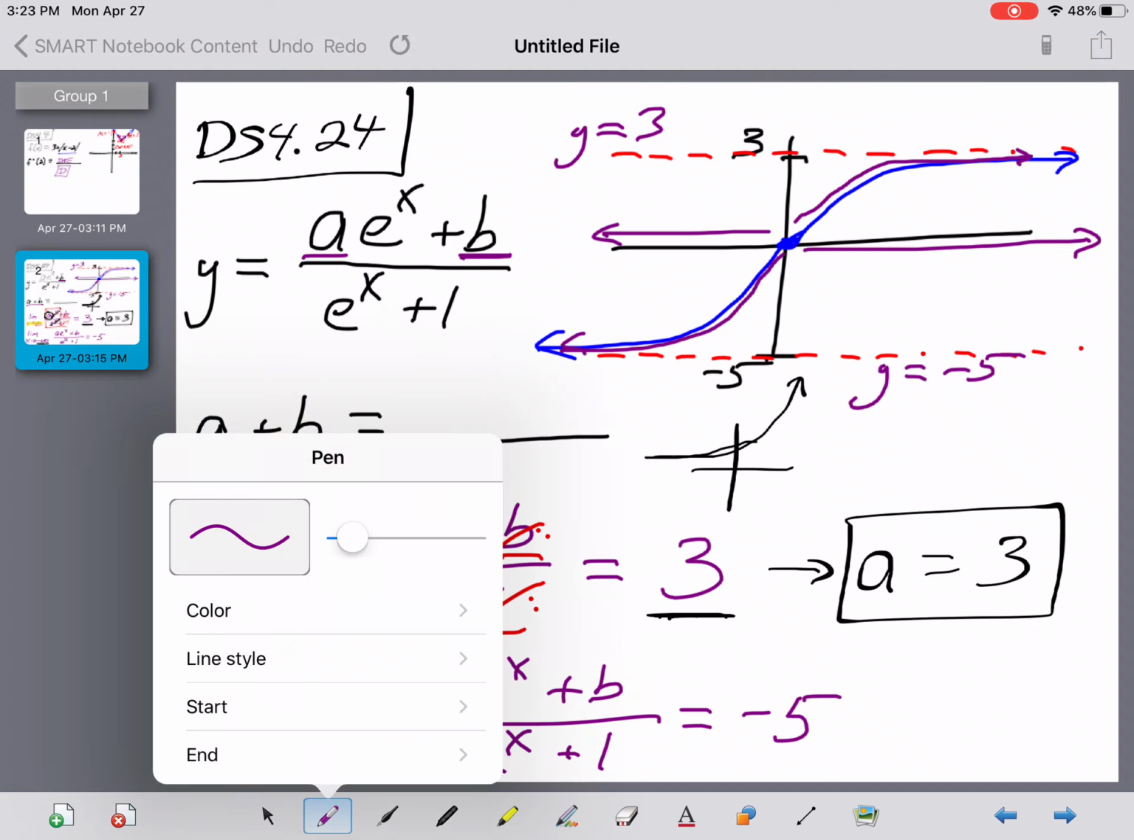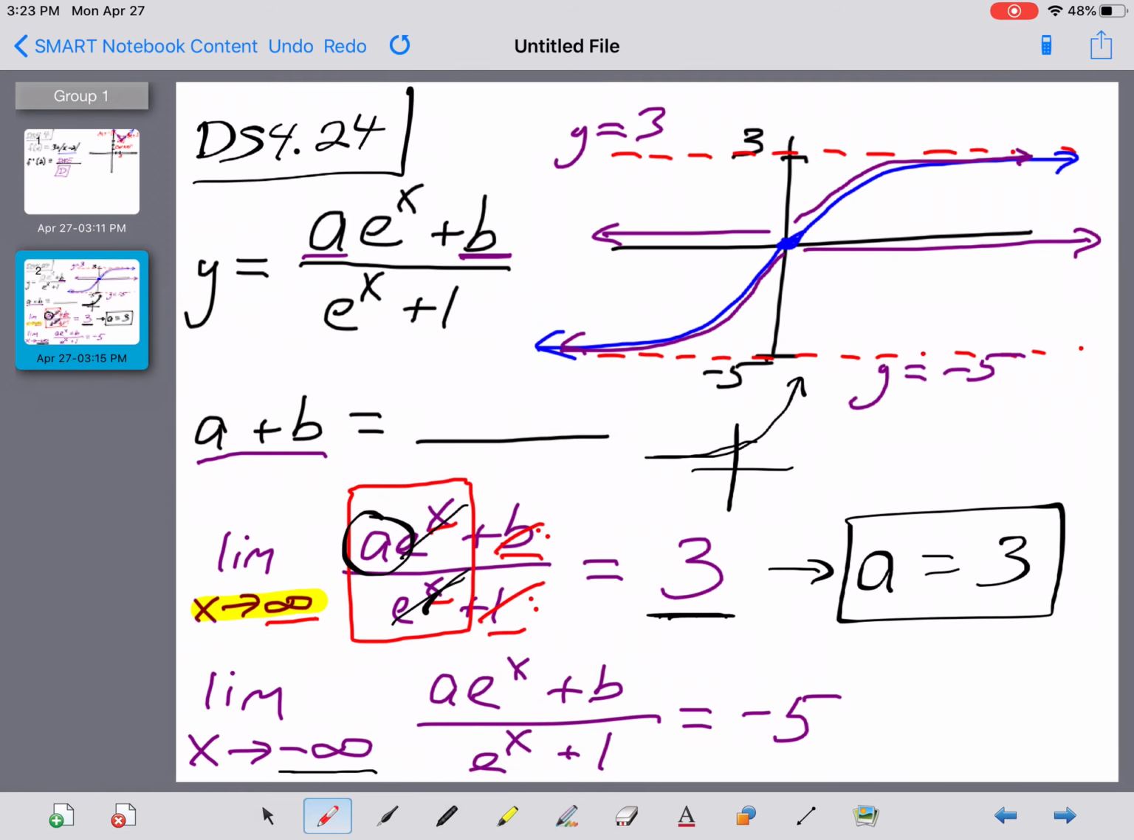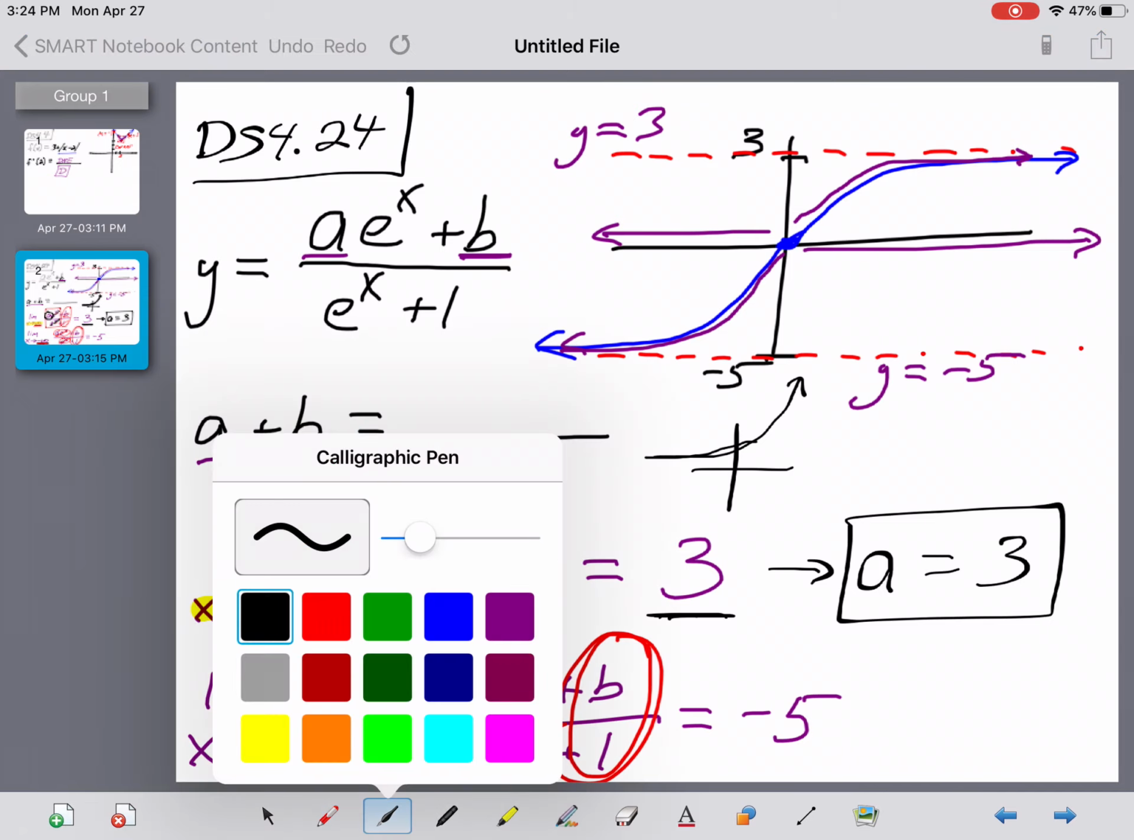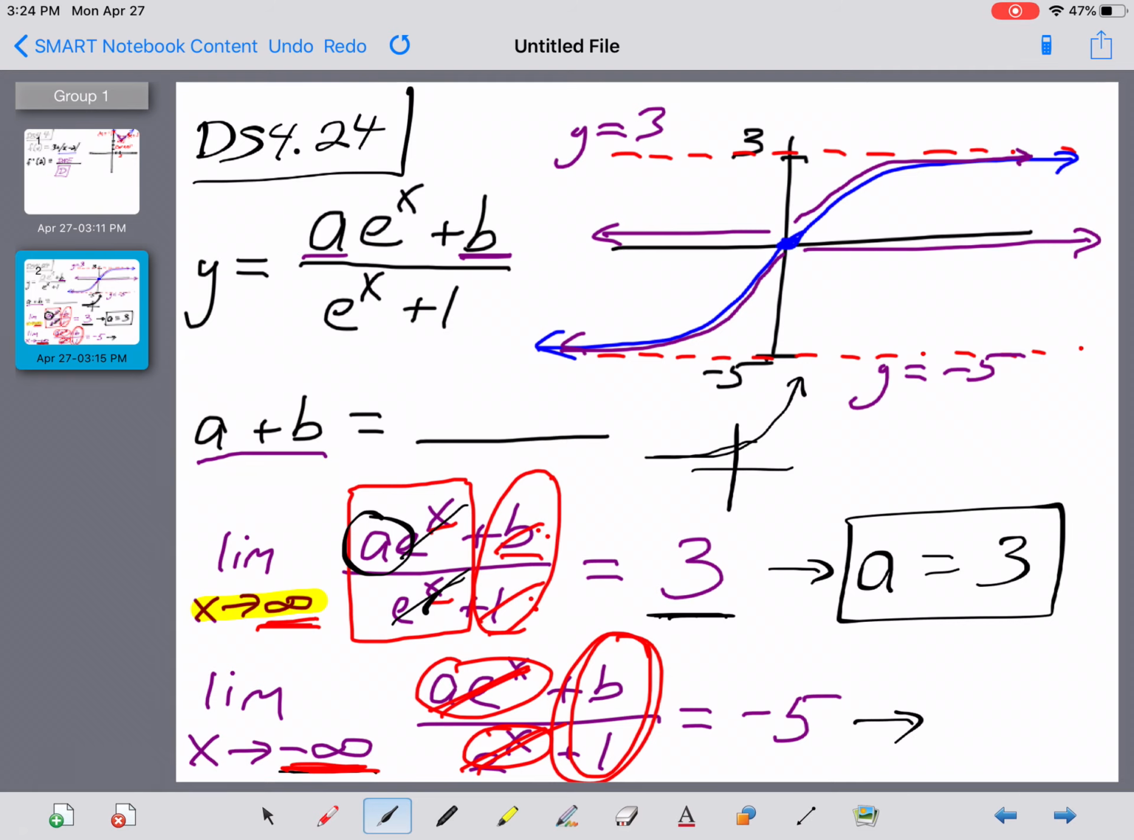So if we're considering this limit as x approaches negative infinity, the limit of this term and the limit of this term are both 0. These are the terms that now become negligible, and it's the other two terms that are relevant. One more time: previously, we could ignore these terms because x was increasing without bound. But now, since x is decreasing without bound, it's these two terms that approach 0, and these ones become important. The only way we can get this limit to work out is if b divided by 1 gets us negative 5. So b has to be negative 5 in order for that to work out.